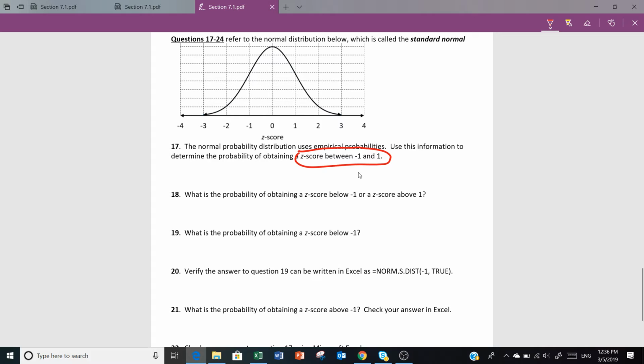So 17, you want just the middle part. If you get norm.s.dist of just the 1, you get this whole thing. Then you get rid of the middle thing. You have norm.s.dist of just the 1, you want this big area, and then you get rid of the little one.